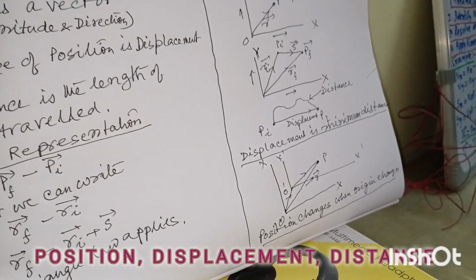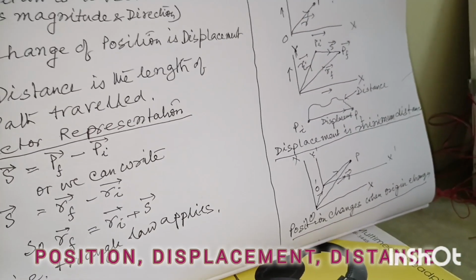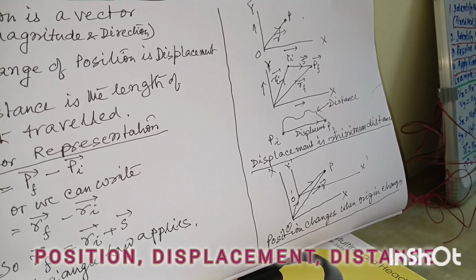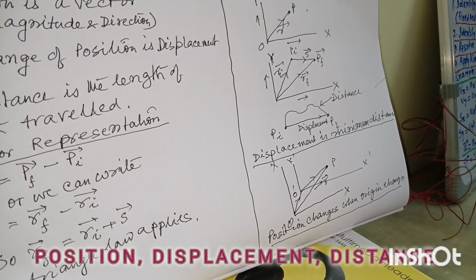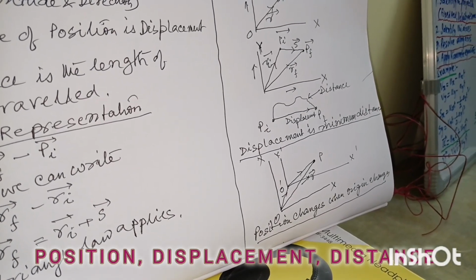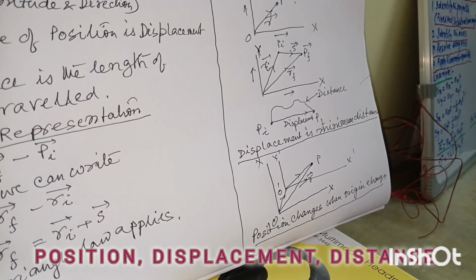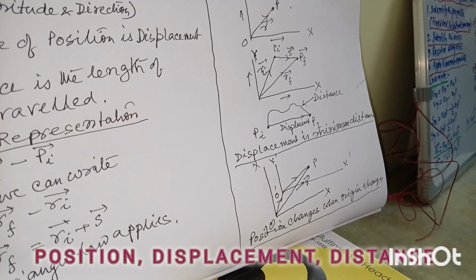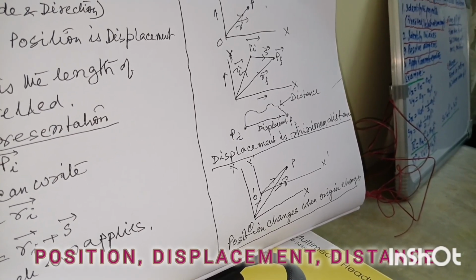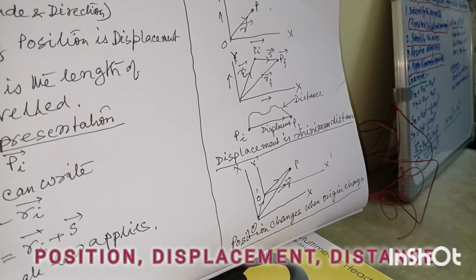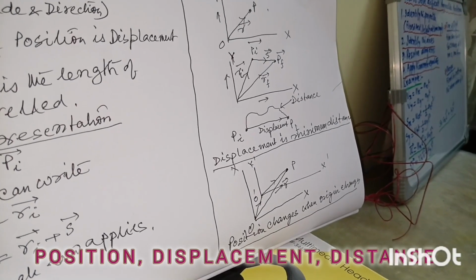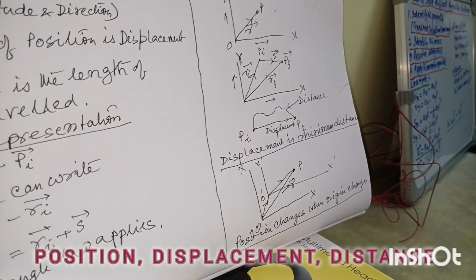So to summarize, position is a vector which is given by the line drawn from the origin to any point, and when the position changes, the line joining the first position to the second, final position gives the displacement vector, and any number of paths travelled between these two points have some value. These values are distance. Distance is a scalar quantity and displacement is a vector quantity. And the triangle law is also valid in this case. And finally we see that position changes also with the change of origin. Means when the origin changes, position also changes.